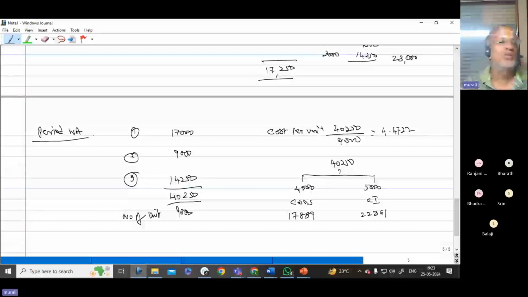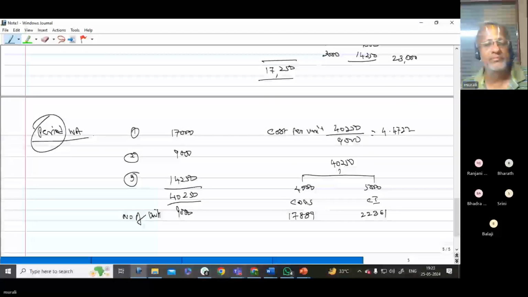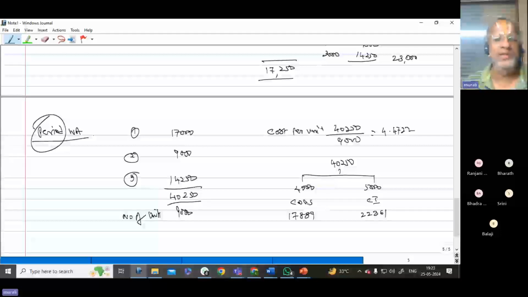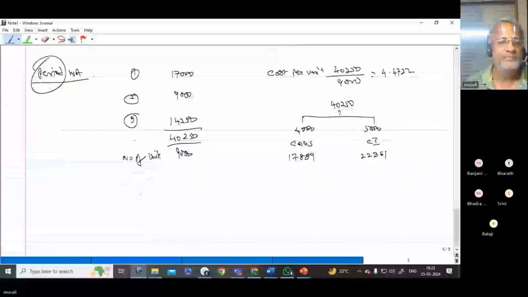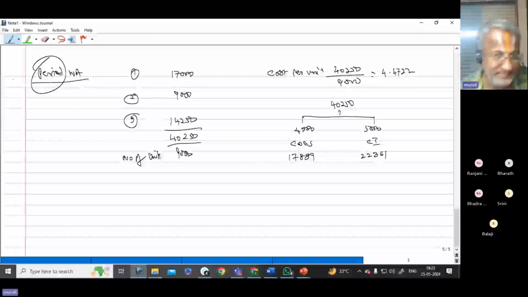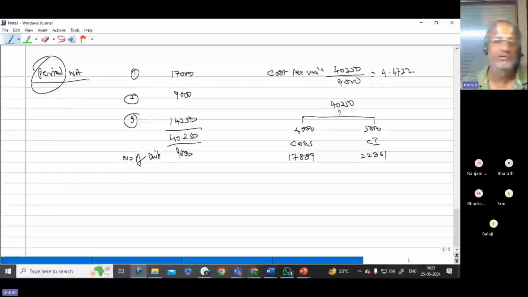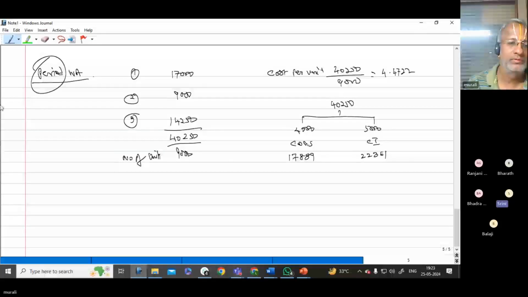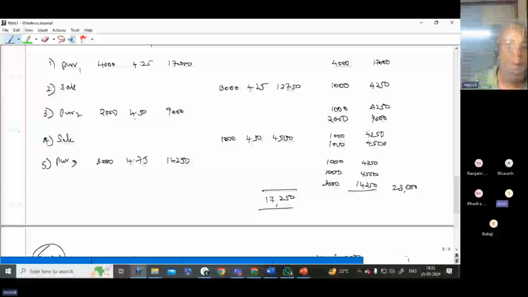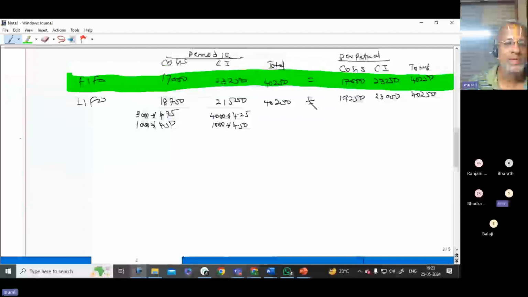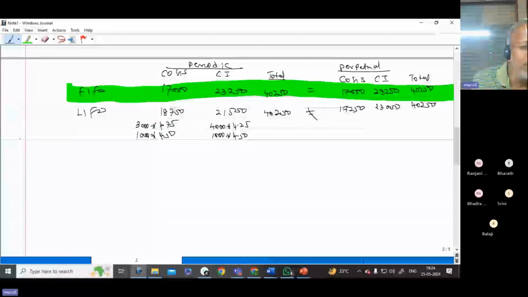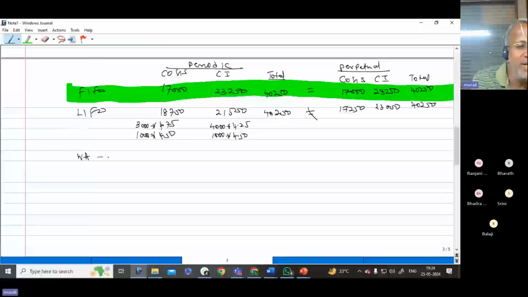This is the way we do periodic weighted average. Nothing wrong you can tell in this particular method. Am I right? Say yes or no, are you in a position to understand this? Yeah, this is what we normally do. This is what we consider as weighted average under periodic.